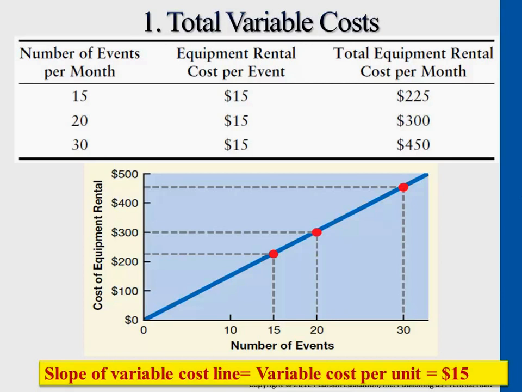Exactly. So the idea of variable cost is if there are 0 events requested by customers this season, let's say it's low season, then of course we don't need to rent the equipment. None of this cost will exist. So we start from 0.